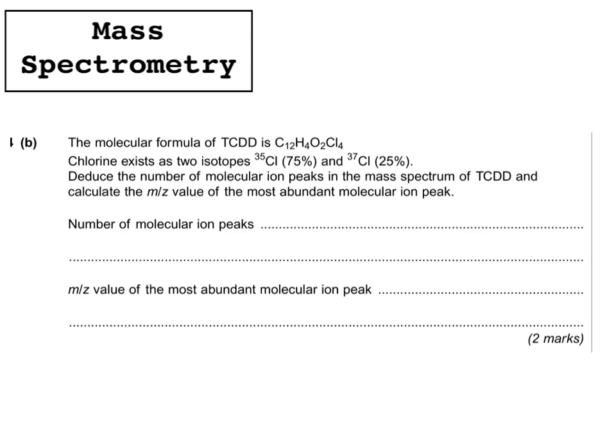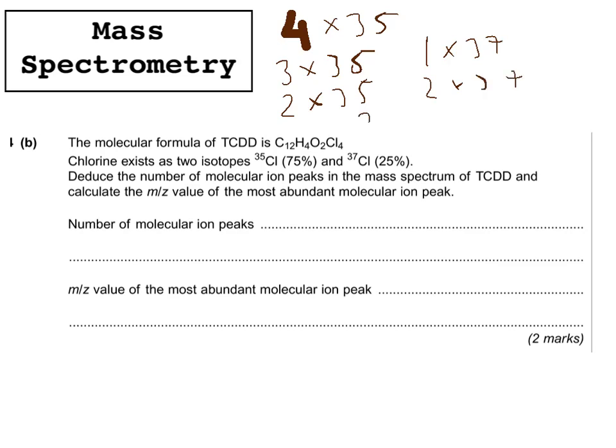So here it asks you to work out how many molecular ion peaks you get from this molecule, and to do that you've got to work out how many different combinations you could have of the 4 chlorines. So you could have 4 35s. So you could have all 4 chlorines being the 35 isotope. You could have 3 35s and 1 37. You could have 2 35s and 2 37s. You could have 1 35 and 3 37s, and you could have all 4 being 37. So that is 1, 2, 3, 4, 5 different peaks there. So you could get 5 different molecular ion peaks because of the different combinations of chlorine isotopes you get in the molecule.